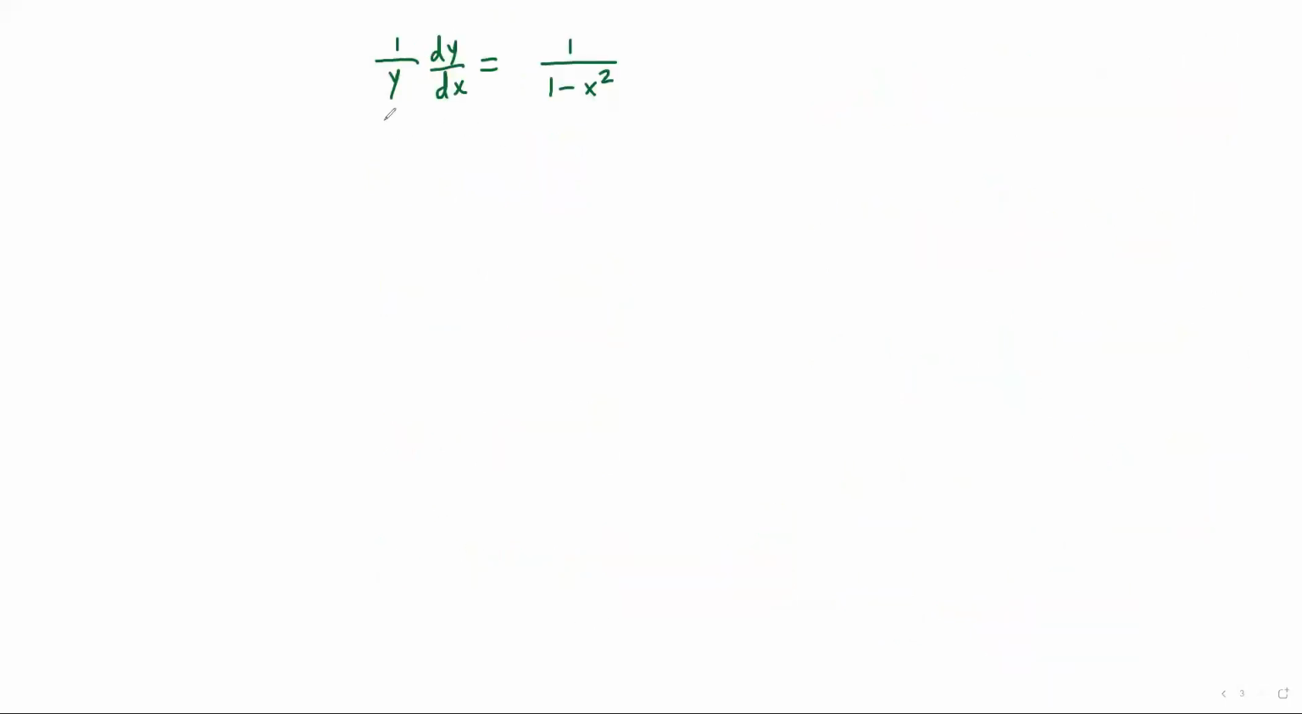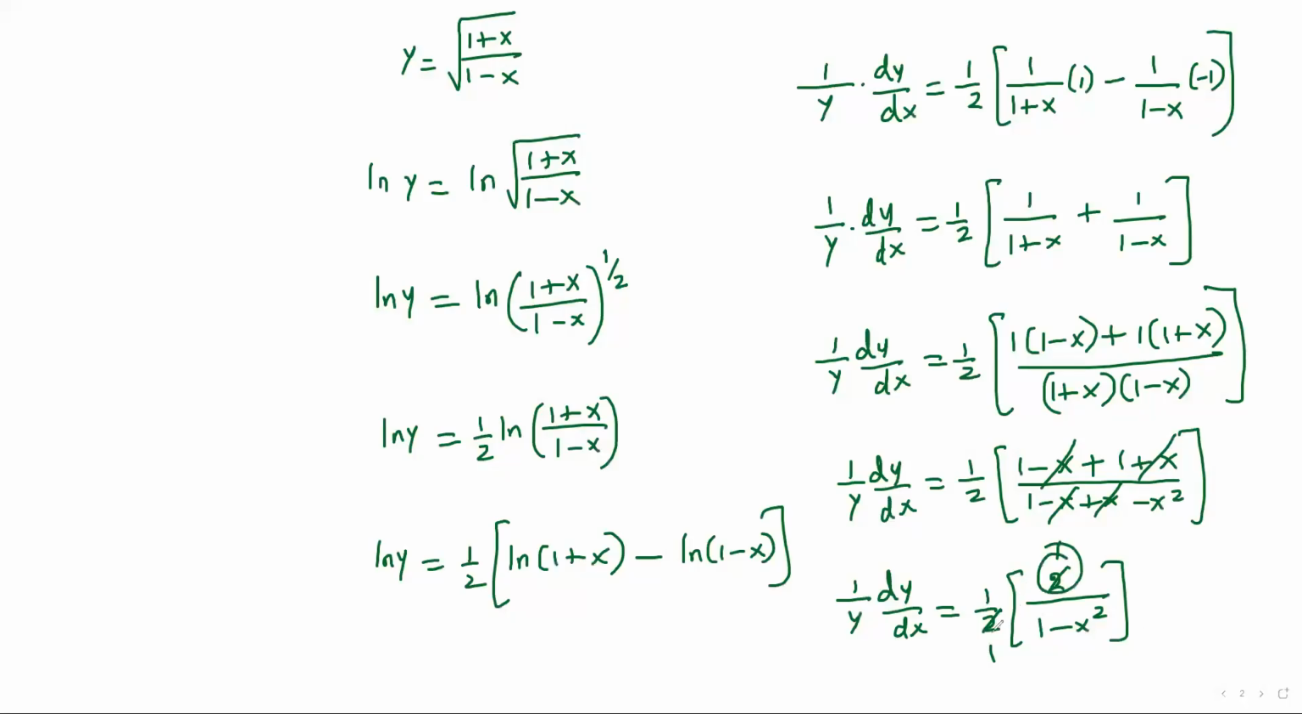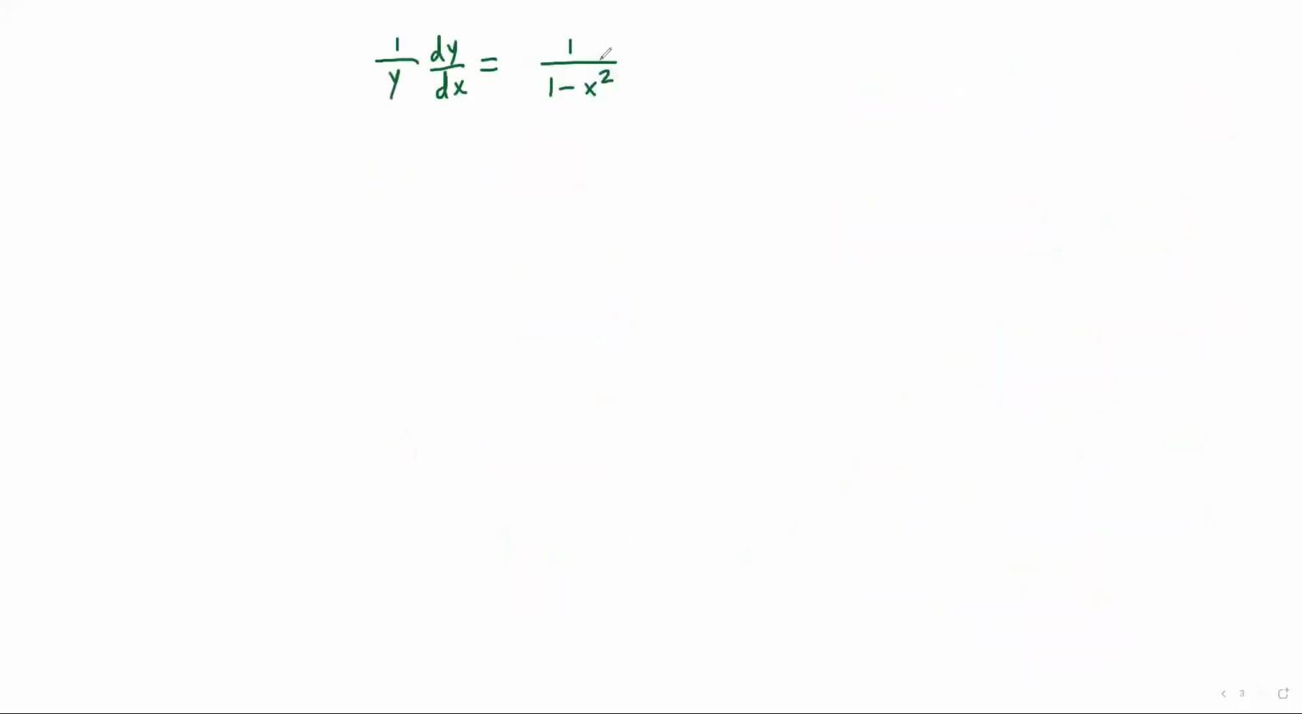This is a step I got from the previous page. Because this 2 and 2 are cancelled, when I multiply this 1 and 1, it's just 1 in the numerator. And when I multiply 1 and 1 negative x square, the denominator is 1 negative x square. So I get 1 over 1 negative x square on the right side. My aim is to solve for dy over dx, so I have to get rid of this 1 over y. For that, I have to multiply both sides by y to get rid of the denominator y.